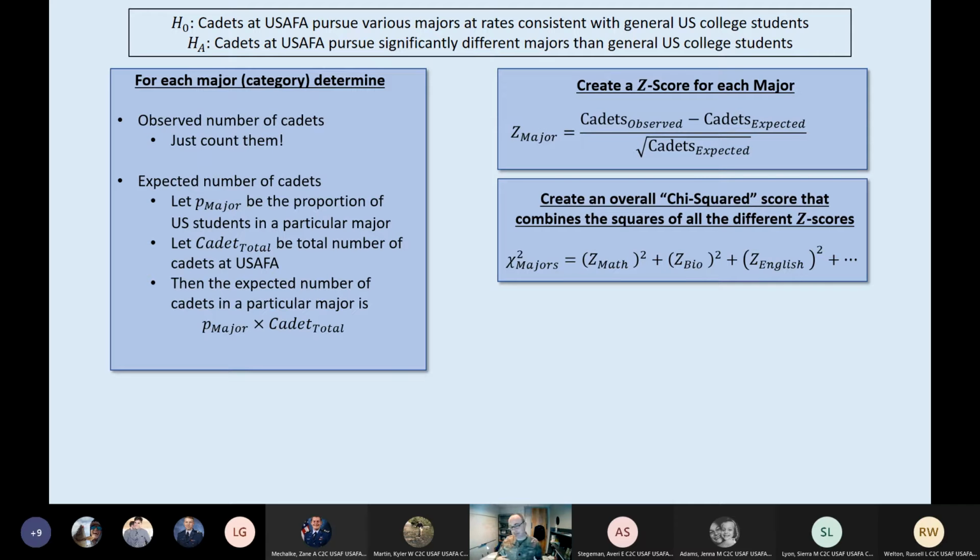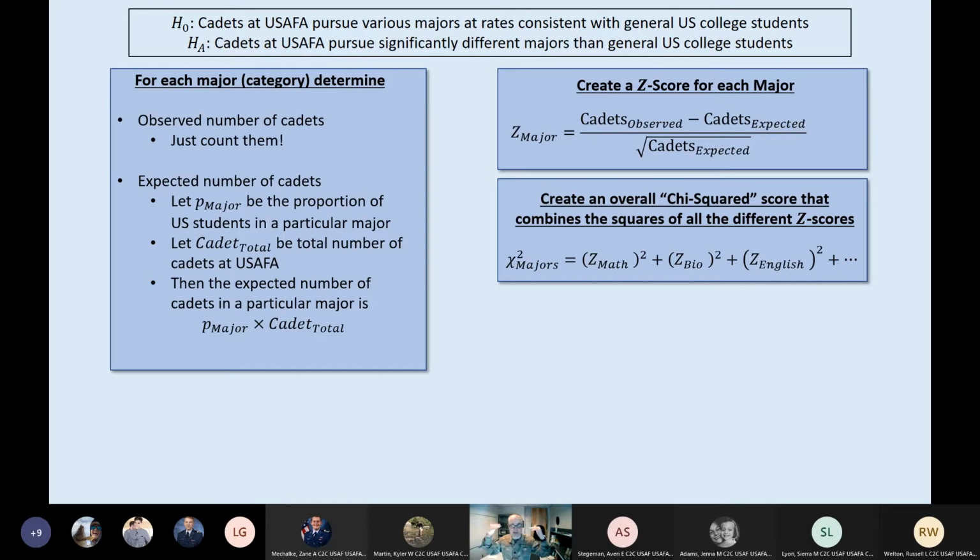And the reason that we square them, among other things, is because some of them may be positive and some of them may be negative, right? If you look at how we calculated the z for each major, the numerator is the observed minus the expected. So if we observe more than we expected, we're going to get a positive z-score.